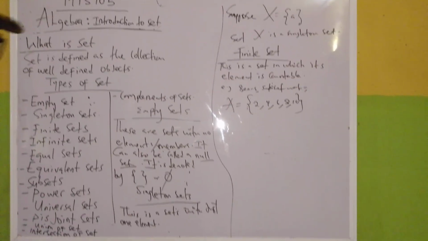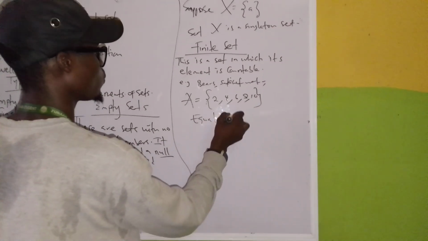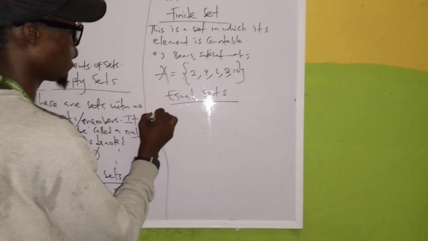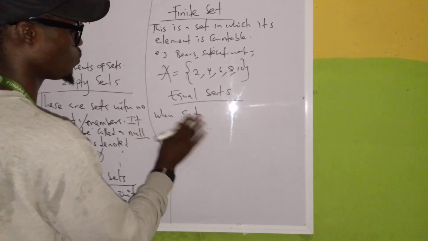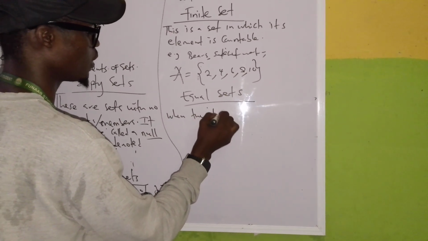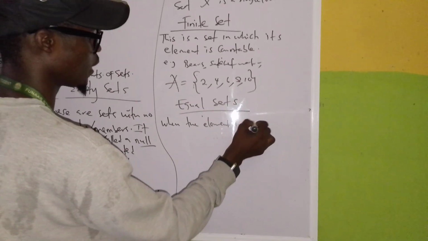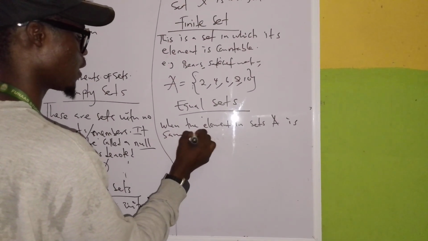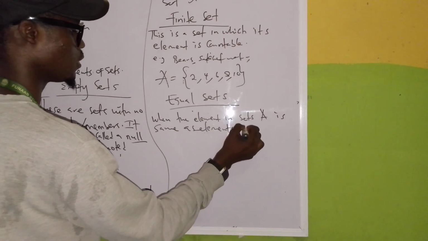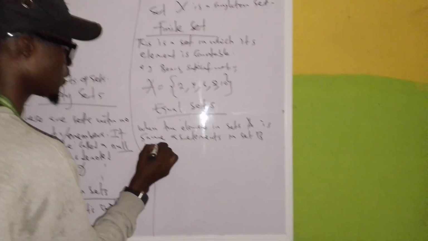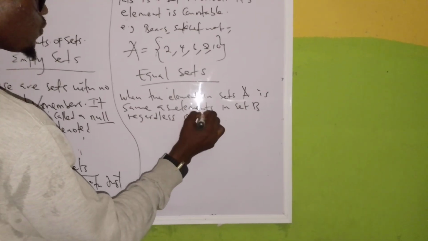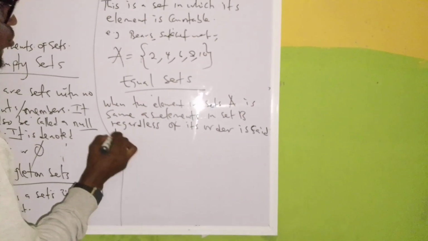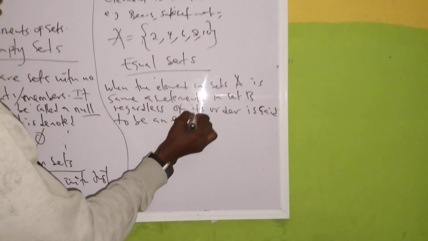So equal sets. When you talk about equal sets, when the elements in set A are the same as the elements in set B, regardless of their order, they are said to be equal sets.